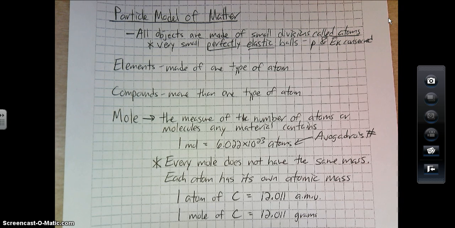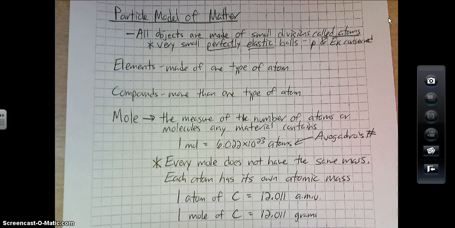Just keep in mind that every mole does not have the same mass because each different type of atom has its own atomic mass. So, for example, one atom of carbon is listed as 12.011 AMU, whereas 1 mole of carbon is 12.011 grams. The same thing could be said for any other atom.